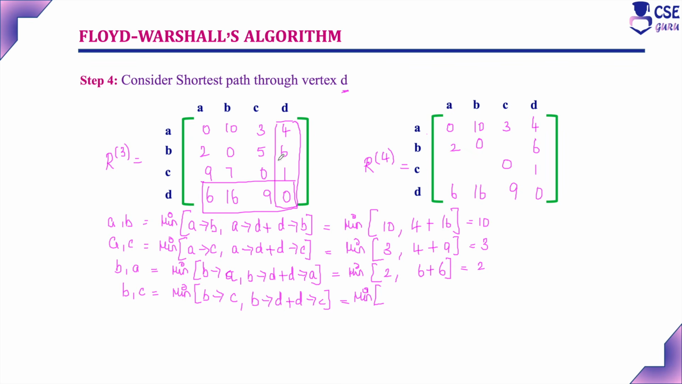B to C value is already 5. And B to D is 6. D to C is 9. 6 plus 9. So the minimum we will get is 5 only.